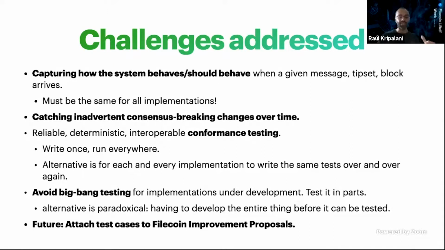So having test vectors allows us to target specific components as they're being built, and it also allows teams to parallelize their work. In the future, we also want to be able to attach test cases and test vectors to Filecoin improvement proposals. All right, so enough about the fundamentals and the motivation.